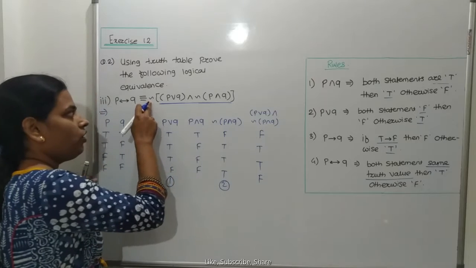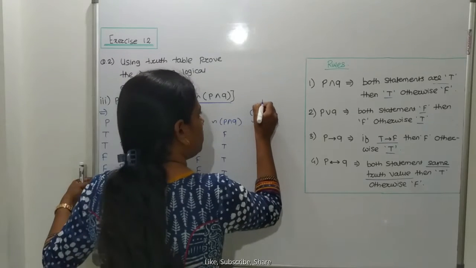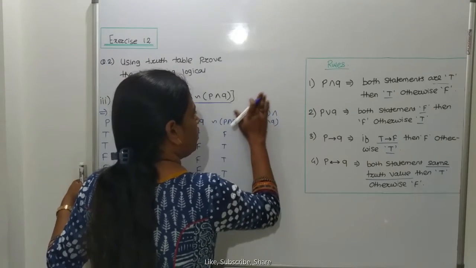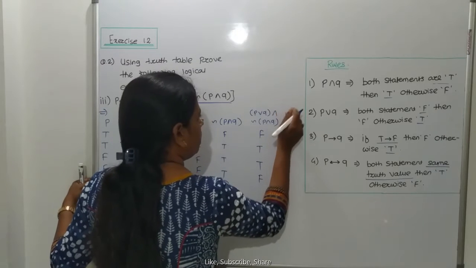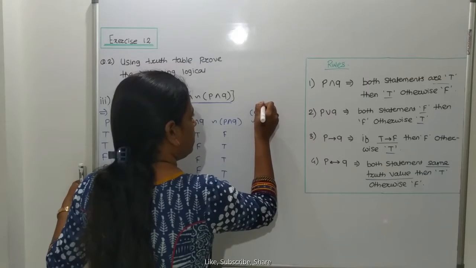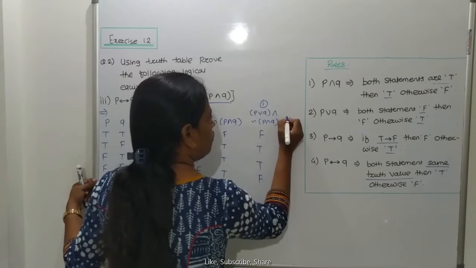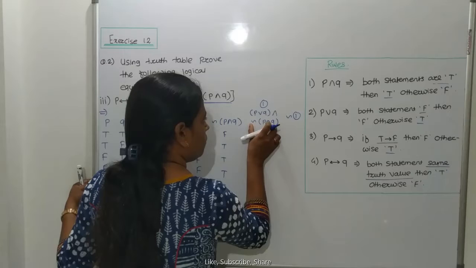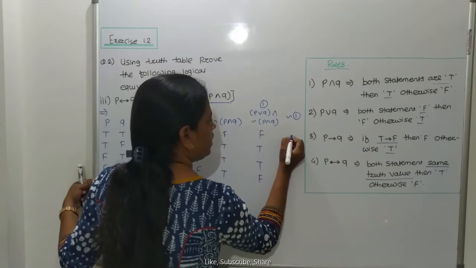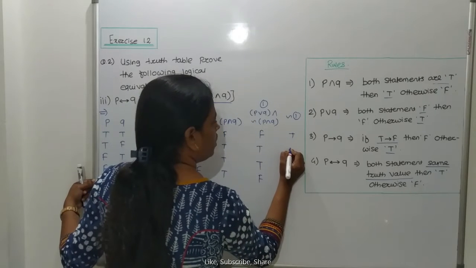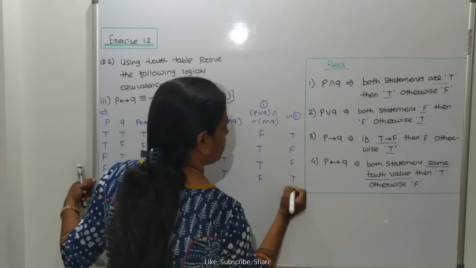Next you have to take the not of the whole bracket. Suppose this one is 1, and I have no space here, so I have to write it here. Next we have to put here not of 1, that means not of this one. So false is true, true is false. This one is false and this one is true.